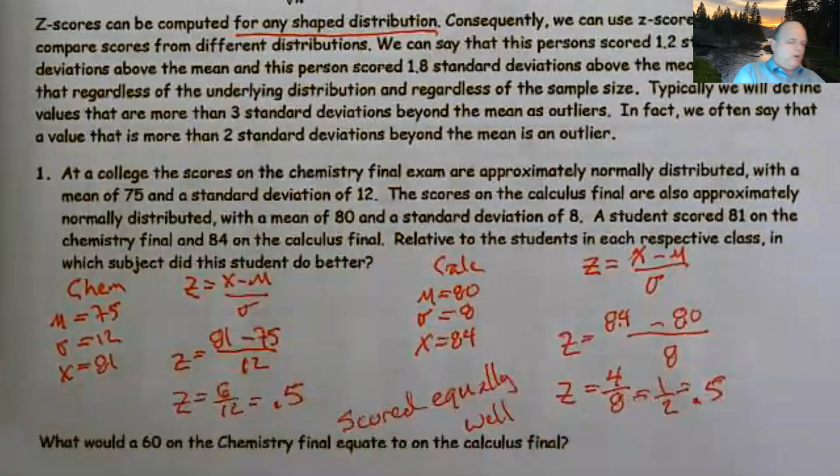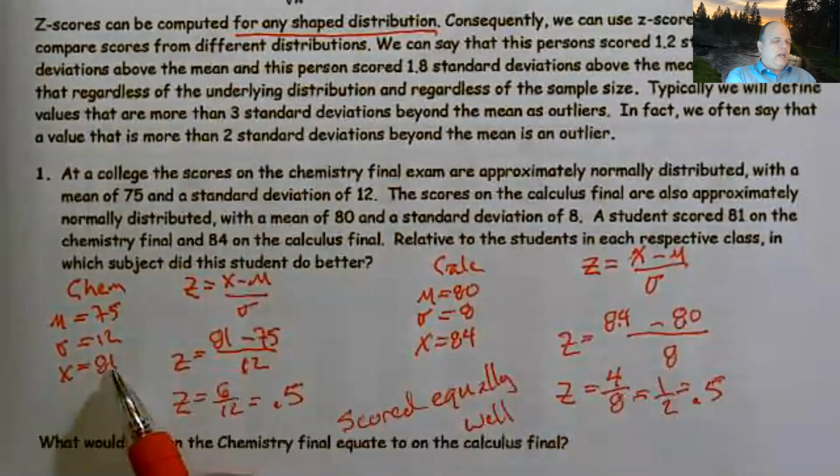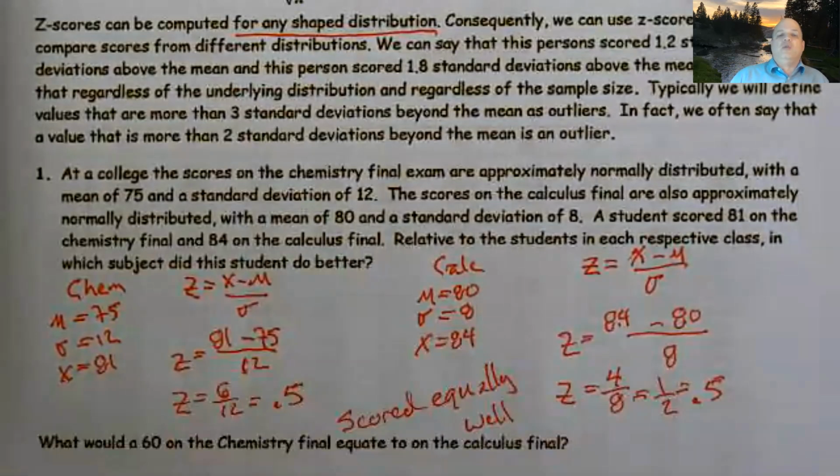Now, some of you are sitting there going, but he scored an 81, which is lower than 84. And that's true, but relative to the other students in the class, so for class rank purposes, he scored equally well. He scored equally well.